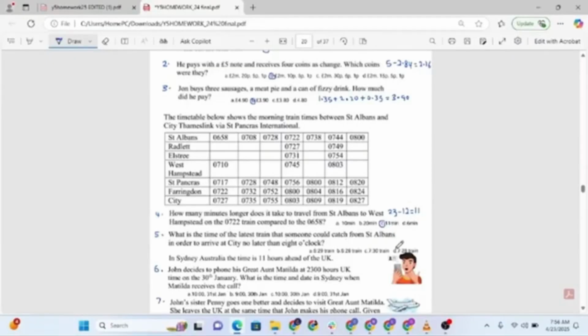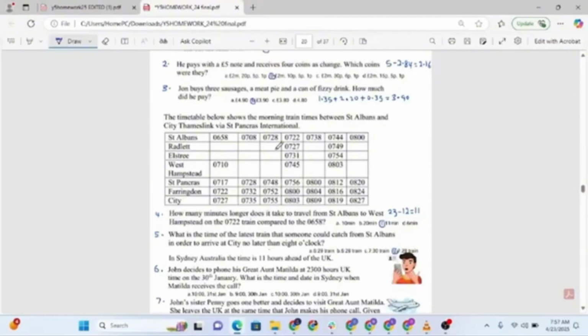Explanation. We need to find the latest train from St. Albans that arrives at City Station before 8 o'clock. From the timetable, the train that leaves St. Albans at 7:28 arrives at City Station at 7:55. That is before 8 o'clock. The next train after 7:28 arrives at City Station at 8:09, which is after 8 o'clock and therefore too late. So the latest train that arrives at City Station before 8 o'clock leaves St.